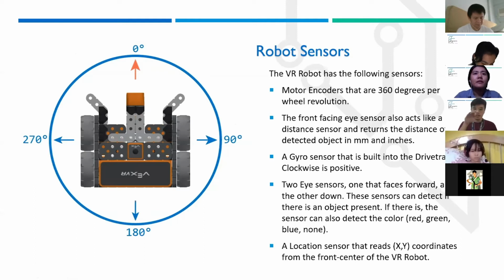There are two eye sensors: one that is faced forward and the other one that is faced down. So you can detect what color is in front or what color is actually present on the floor of the field. There is also the color sensor that can detect red, green, blue, or none, as I told you a while ago. And a location sensor that reads X and Y coordinates from the front center of the VR robot.